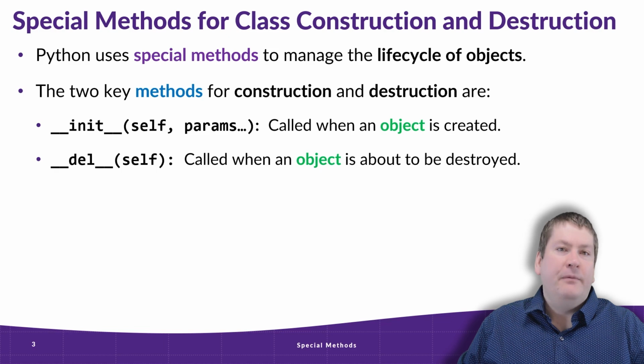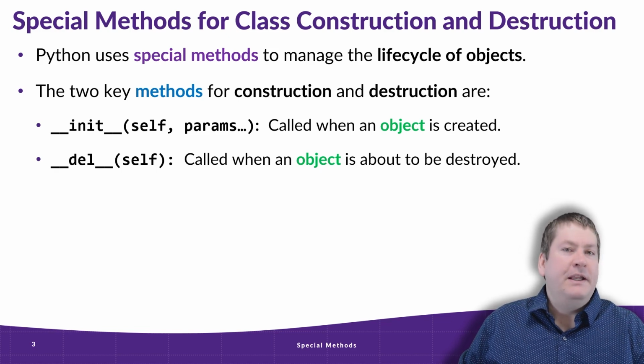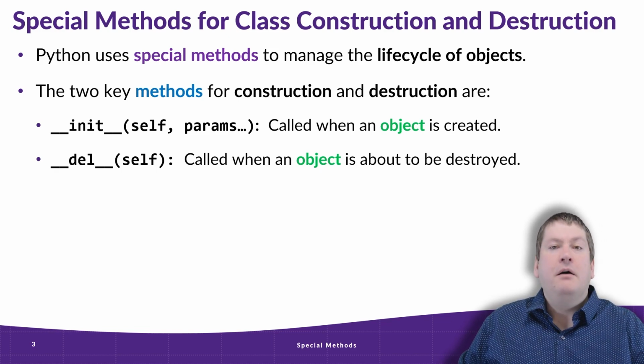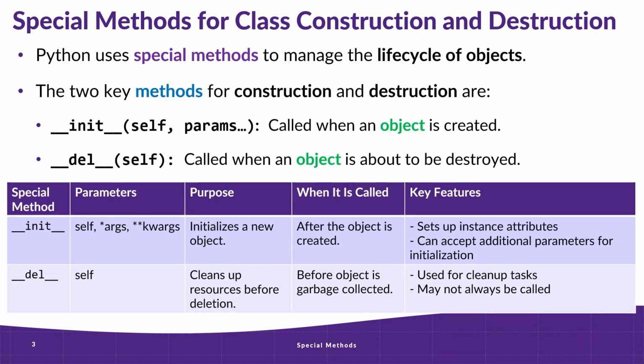However, there's also another method called delete, or __del__, and this is called when an object is about to be destroyed. So to summarize, the init method takes a series of parameters, and that allows us to initialize our object by doing things like setting up instance attributes. And this is called just after the object is created. It has some key features such as it sets up instance attributes, and it can accept additional parameters for initialization. Usually these are the values that we're going to be storing in our instance attributes.